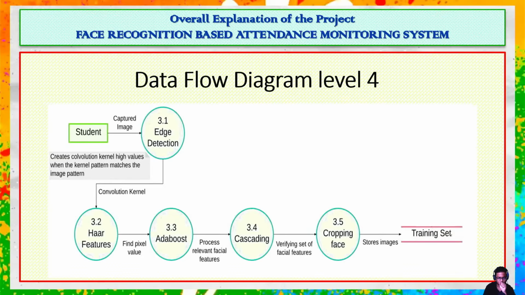This is how the algorithms work, how the Haar cascade works, what happens once the camera is triggered, and what happens once the detection occurs. This is the flow diagram for you guys to understand.